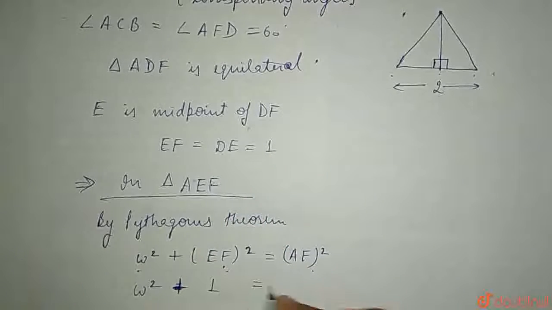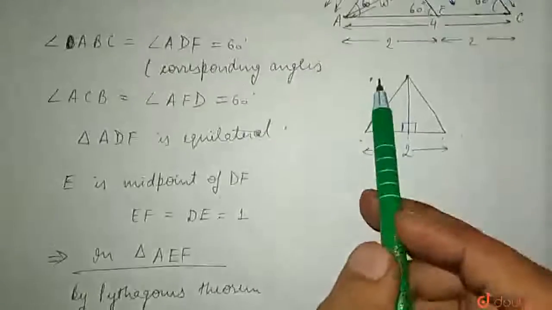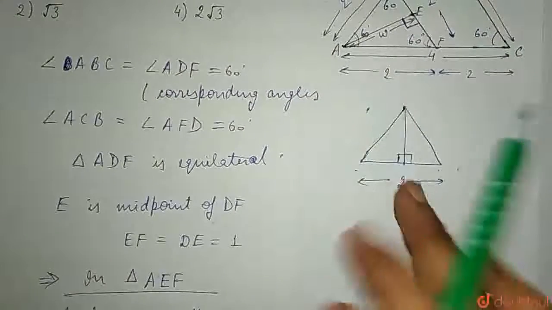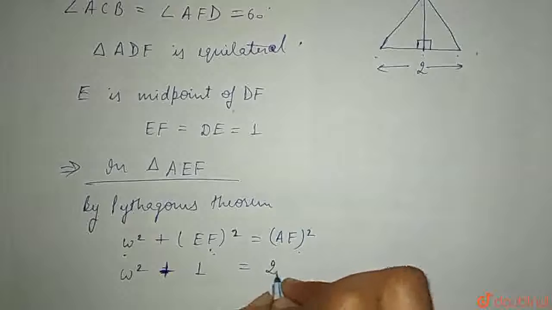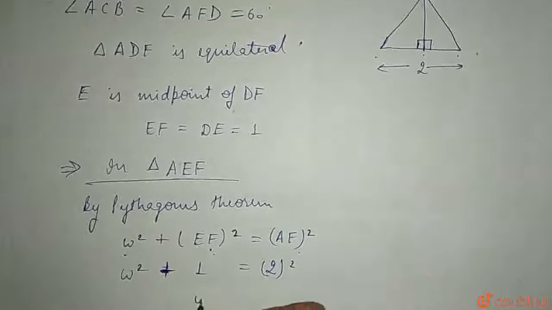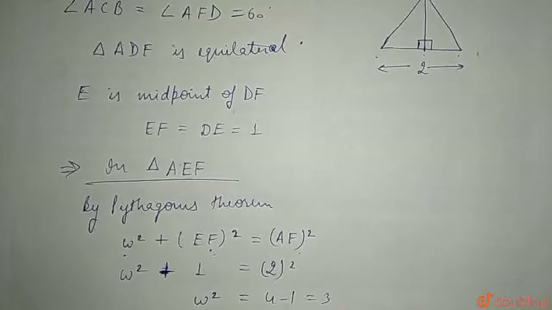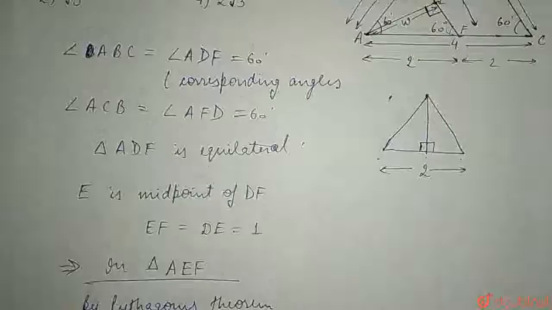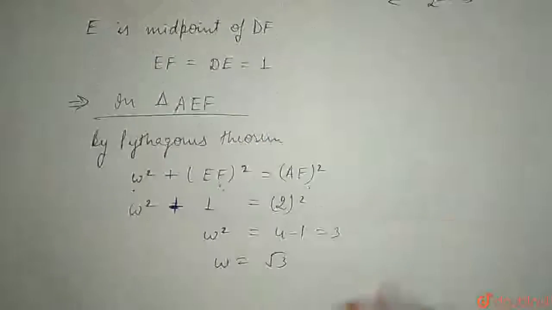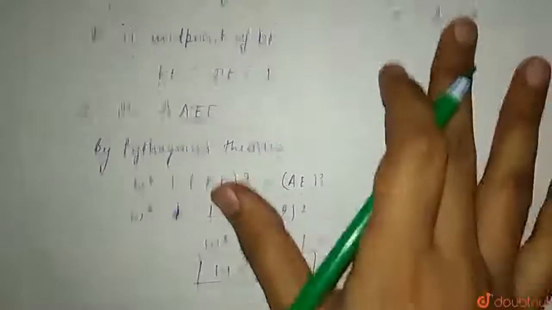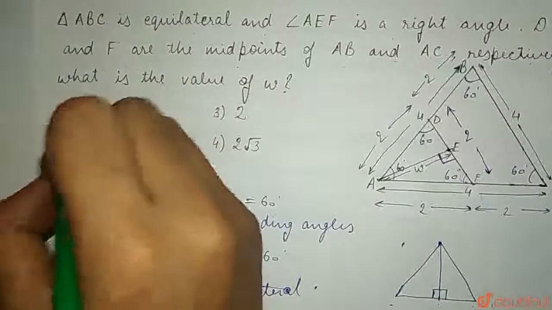So it will be 1. AF is 2 units, so it is 2 square. W square equals 4 minus 1 equals 3. W equals root 3. Right, so the value of W is root 3, which is the second option.